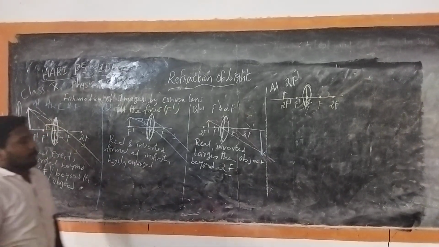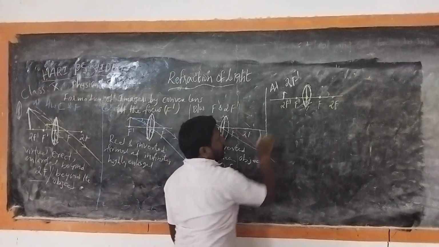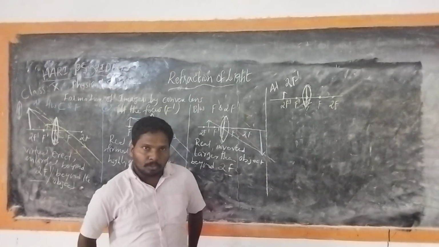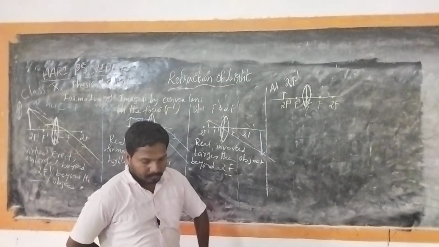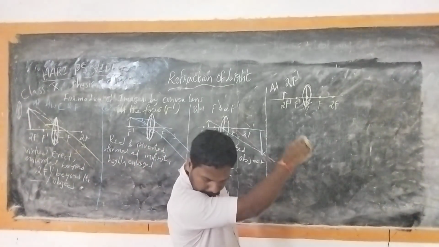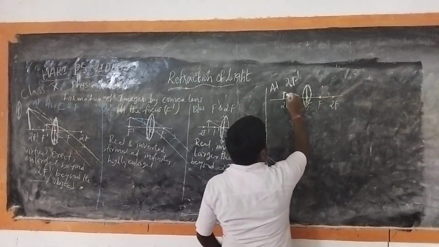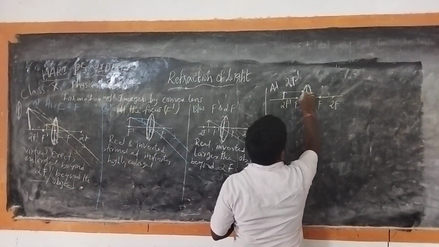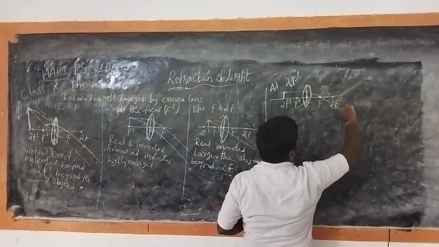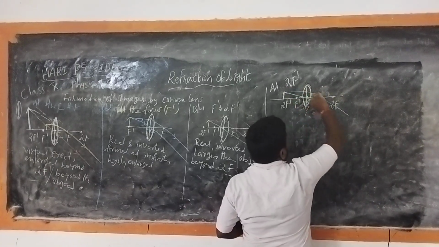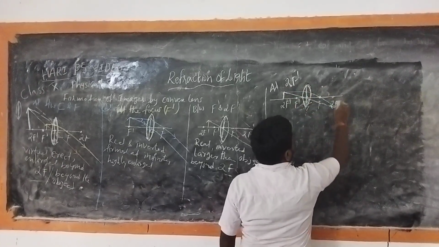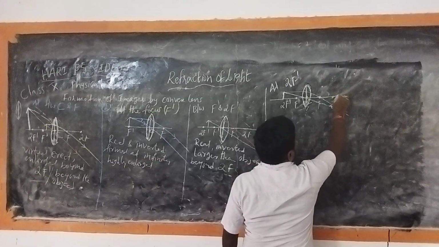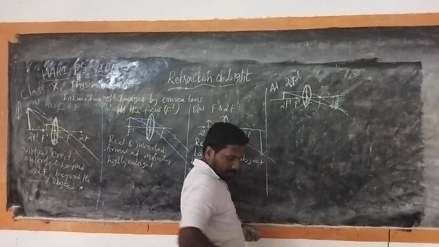Then what happens if the object is placed at 2f dash? Object at 2f. As usual, the light ray which is parallel to the principal axis passes through the focus, then through the optic center, and the image is formed here at 2f. At 2f the image is formed.